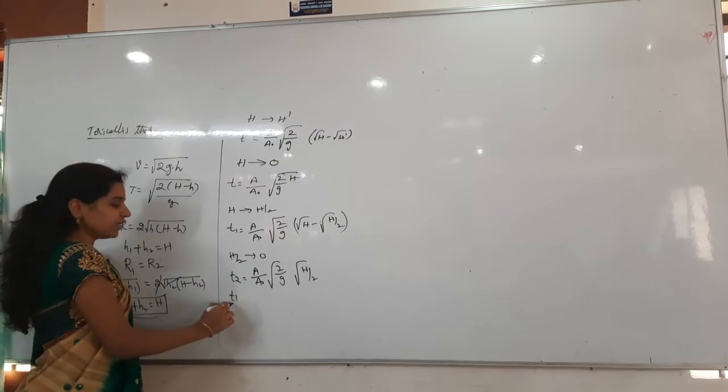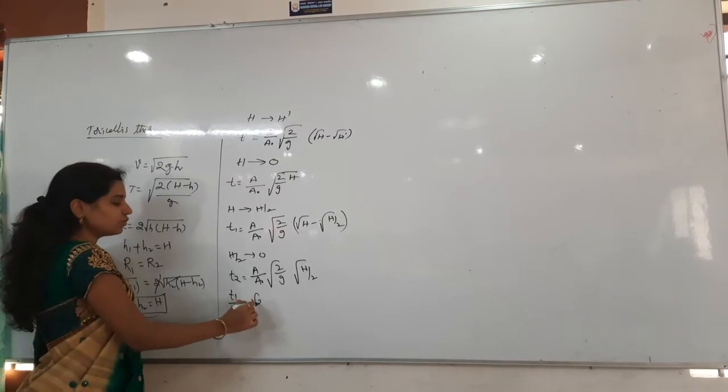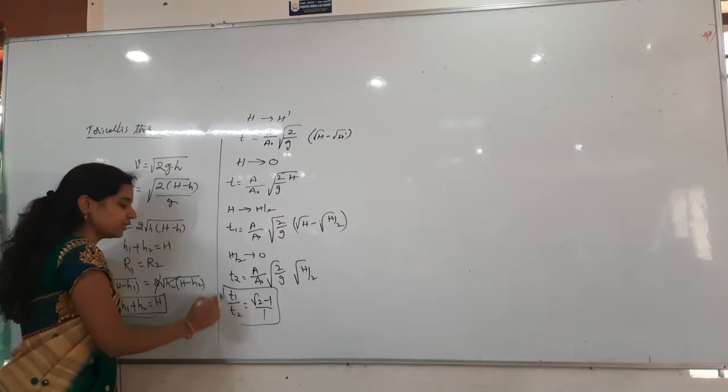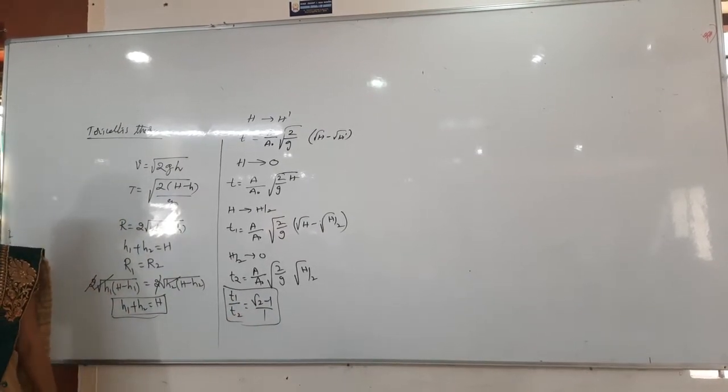Next, the ratio of T1 by T2 we got. How much is that? Root 2 minus 1 by 1. This ratio is important. Remember that properly. T1 by T2 is equal to root 2 minus 1 by 1. That is about Torricelli's theorem that we have discussed.